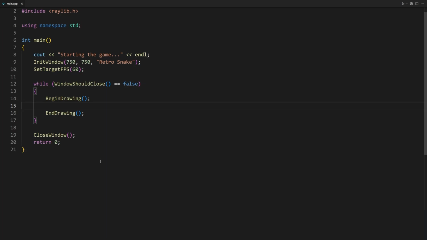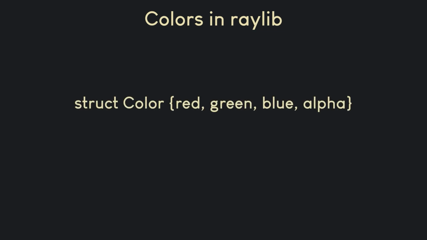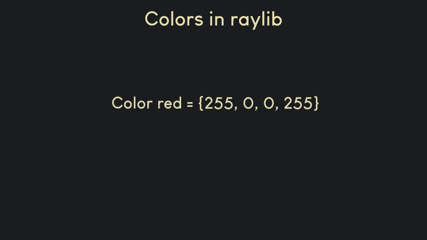Let's make it green. raylib provides several built-in colors, but we will be defining our own colors for this game. In raylib, colors are represented using a struct called Color, which contains 4 unsigned byte components: red, green, blue, and alpha. The values for each component range from 0 to 255, where 0 represents the absence of the color and 255 represents the full intensity of the color.